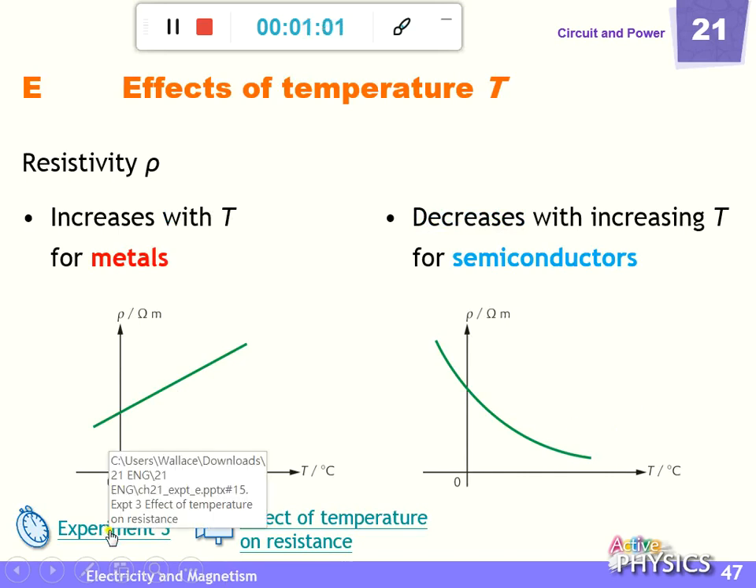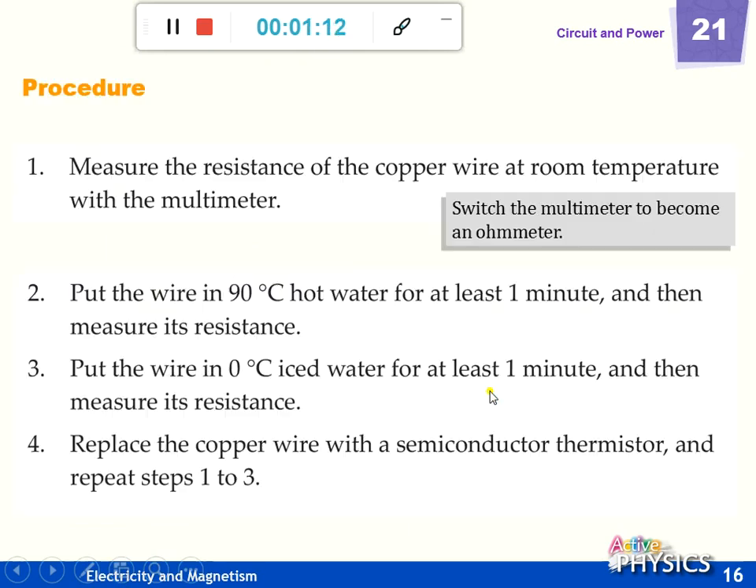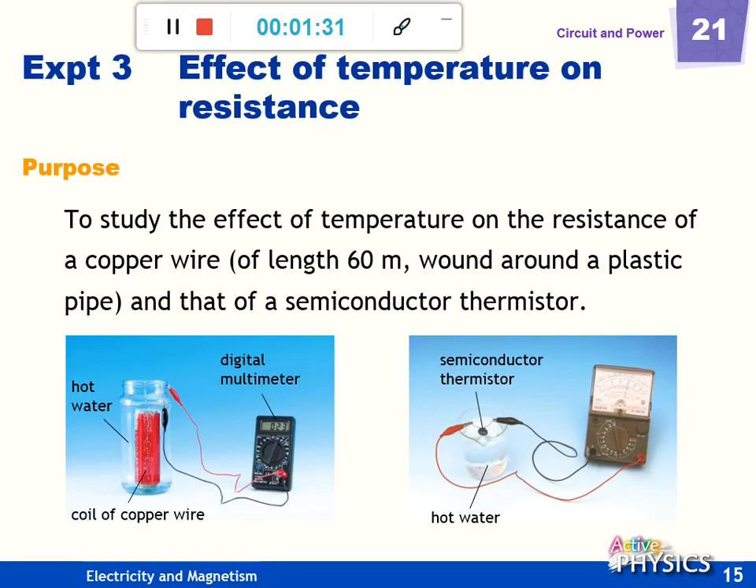Okay, look at this one. Example 3. Here we have the copper wire, and on the other hand, we have the thermistor. We will put them into different temperatures of liquid. Some of it will be hot water, the other one may be ice water, and then measure the resistance of them. Of course, we will use the multimeter to measure it.